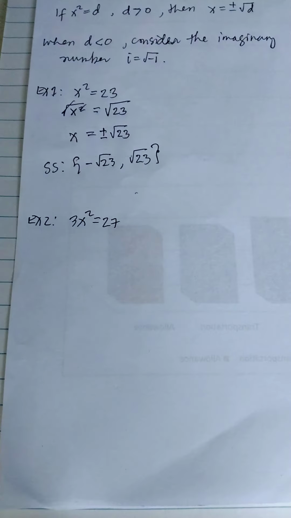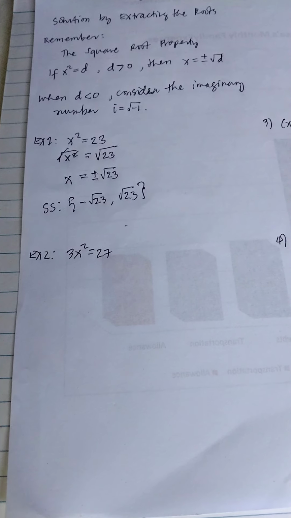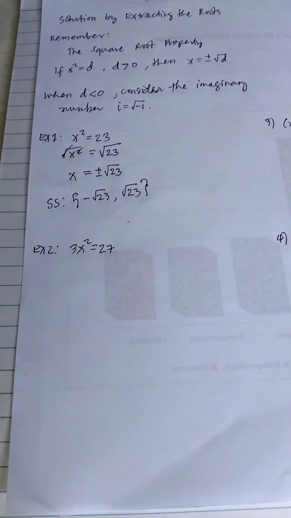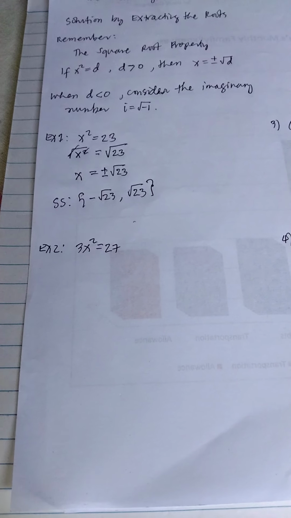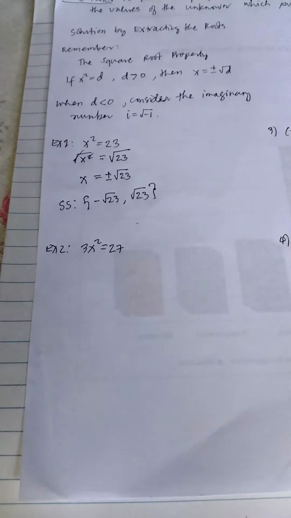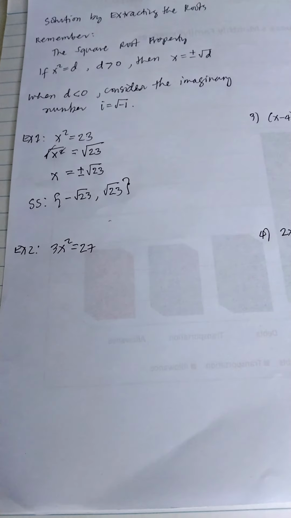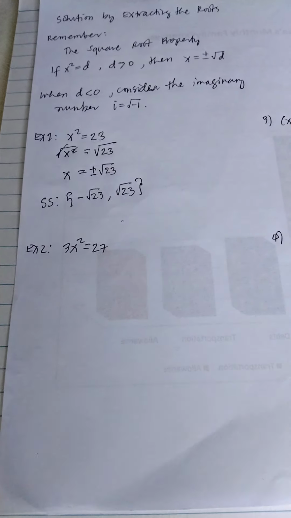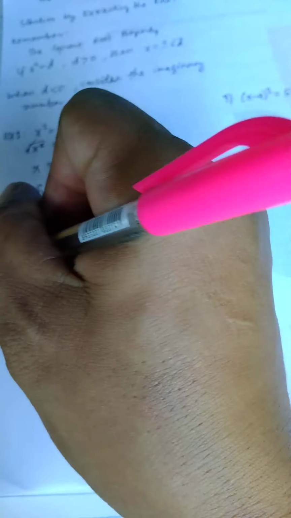Now, let us consider example number 2. 3x squared is equal to 27. Now, observe that x squared has a numerical coefficient of 3. So, kailangan x squared na jud siya class ang mabilin sa left side. So, to eliminate 3 here, we just divide both sides by 3. So, you have here our solution.